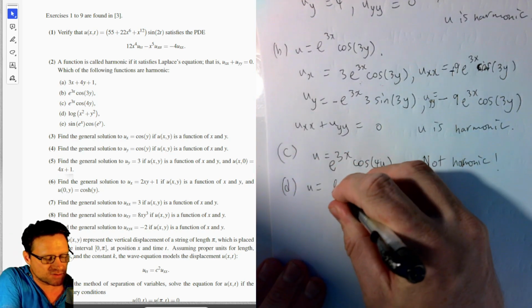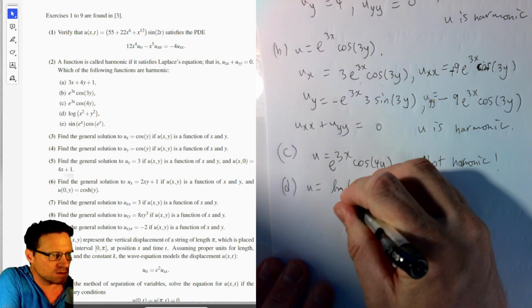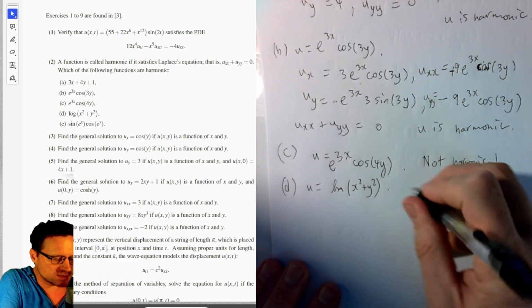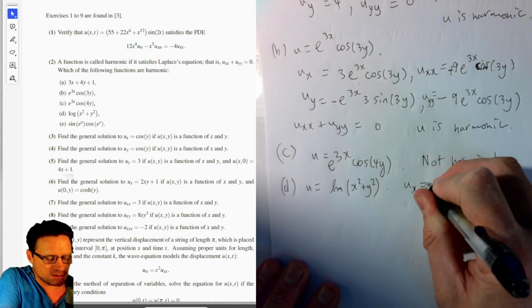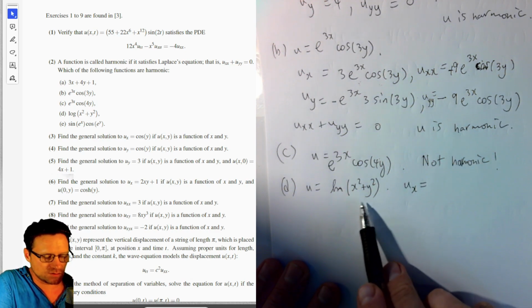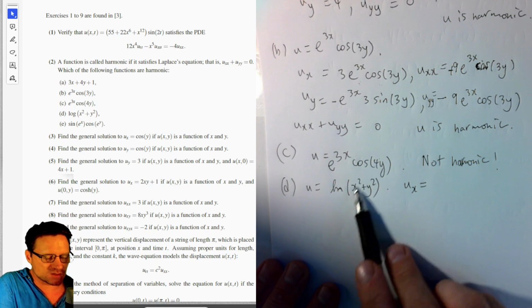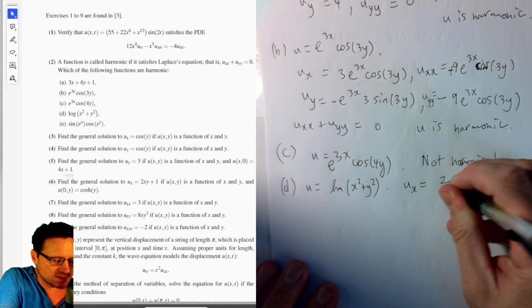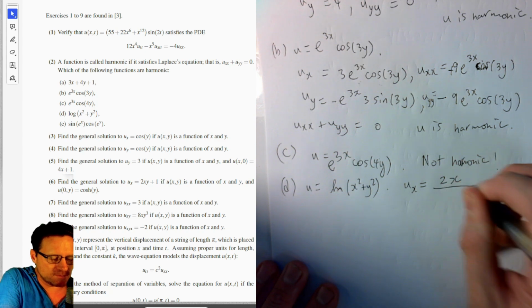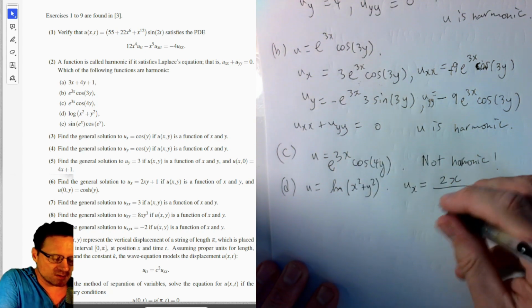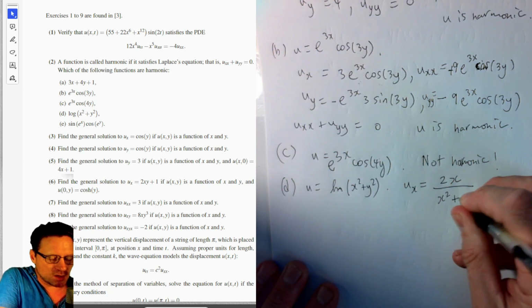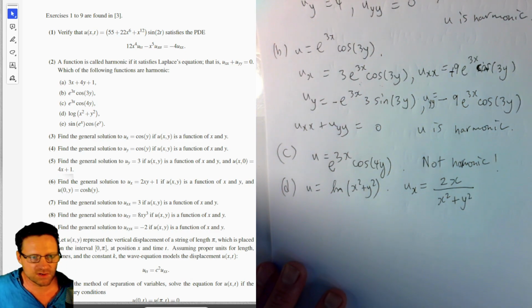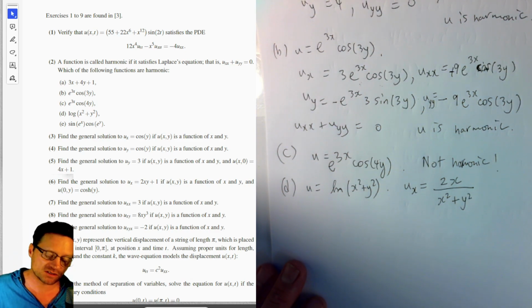u is the natural log, so I'll write ln(x squared plus y squared). Okay, and so u_x, using the chain rule, the derivative of x squared plus y squared with respect to x partially is 2x. We have 2x in the numerator, and then we have 1 over x squared plus y squared. Okay, so there is our derivative of u with respect to x partially.